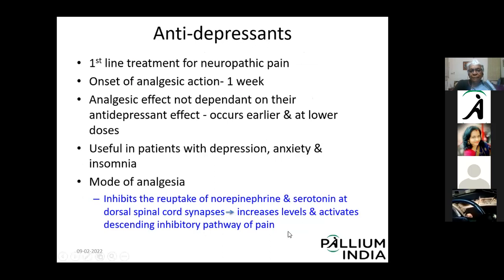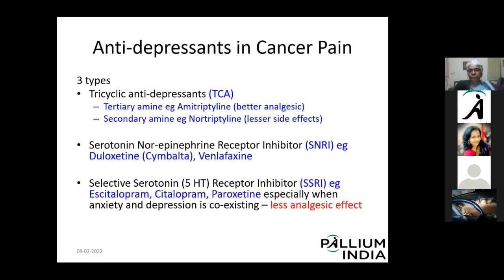The antidepressant drugs, as I mentioned, are the first line of treatment for neuropathic pain. Their onset of action generally takes a week or two, and the analgesic effect occurs earlier and at lower doses as compared to the antidepressant effect of these drugs. But because many cancer patients have depression, anxiety, and insomnia, they're very useful to add to their treatment regimen. How do they act? I mentioned they act by inhibiting the reuptake of norepinephrine and serotonin and thus activating the descending inhibitory pathway of pain.